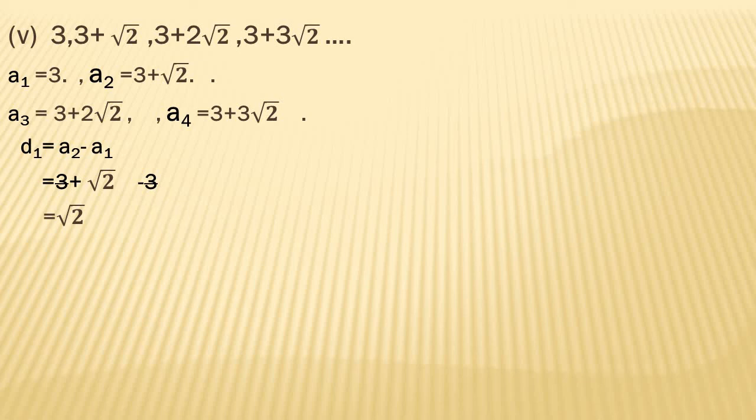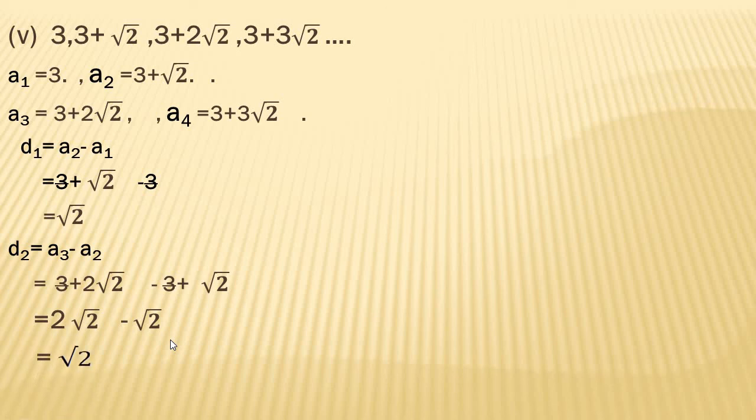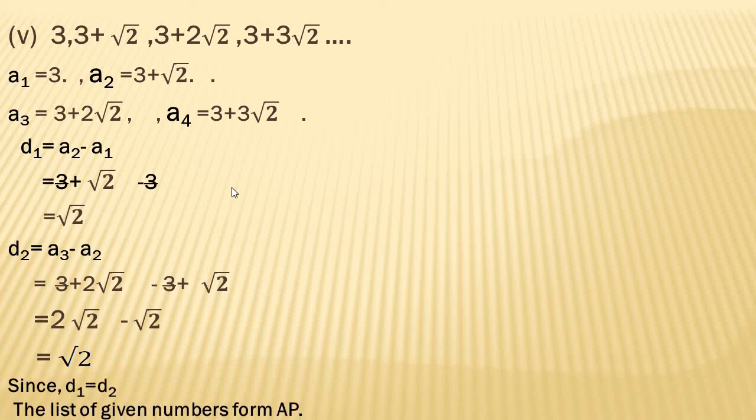Just check with the next two terms, the third term minus the second term. In this case, the third term is 3 plus 2 root 2 minus (3 plus root 2). Again, plus 3 and minus 3 get cancelled. 2 root 2 minus 1 root 2 will give you root 2. So, in this case, it's again root 2 and the common difference is constant. It's equal. So, we come to the conclusion that this list of numbers forms an AP. You can go ahead and find out the next three terms because it forms an AP.